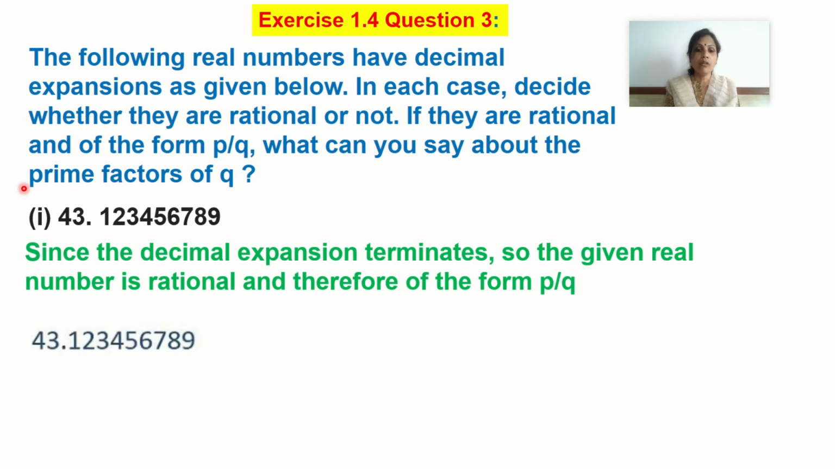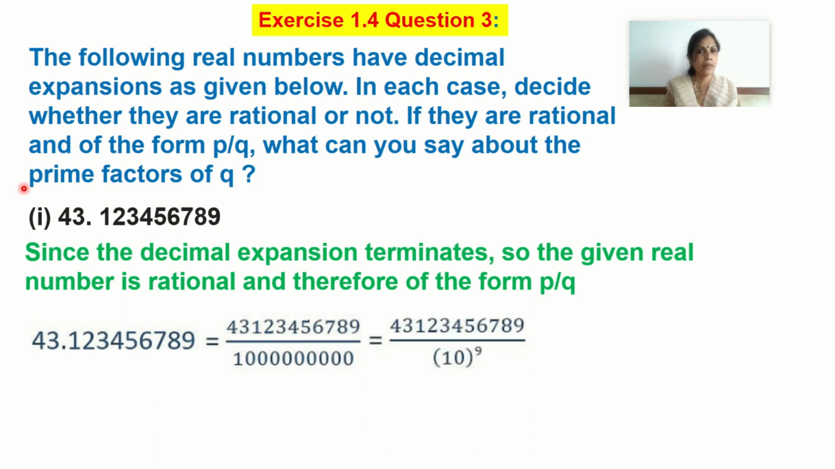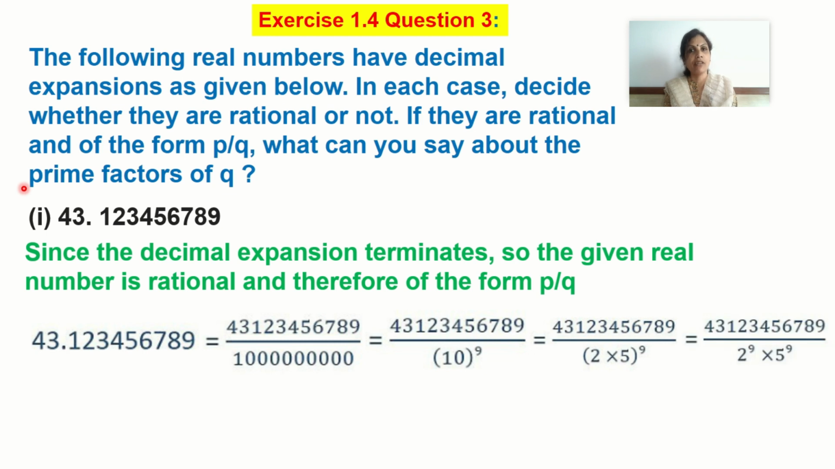Now count the number of zeros and accordingly you write the number at the denominator. So we have to give 9 zeros there. So my number can be written in this form, denominator 10 raised to 9. I can write 10 as 2 into 5, raised to 9. So at the denominator we have 2 raised to 9 into 5 raised to 9.